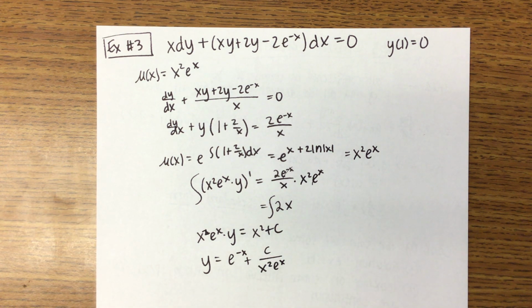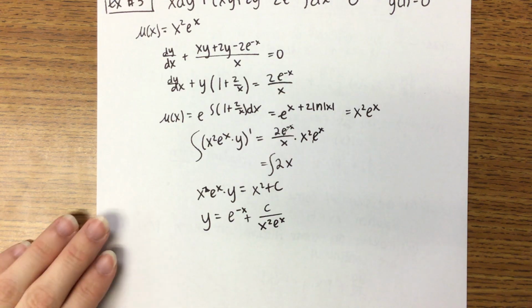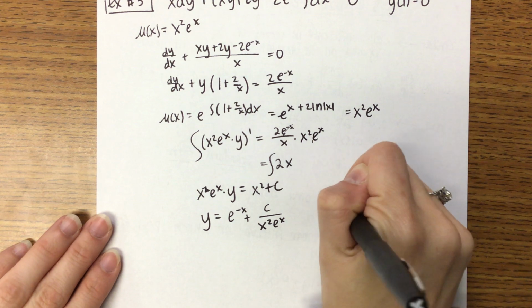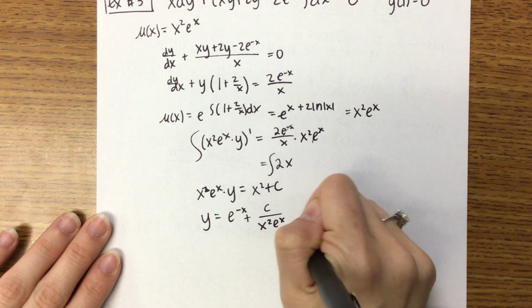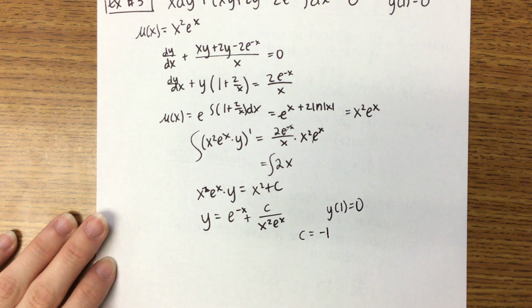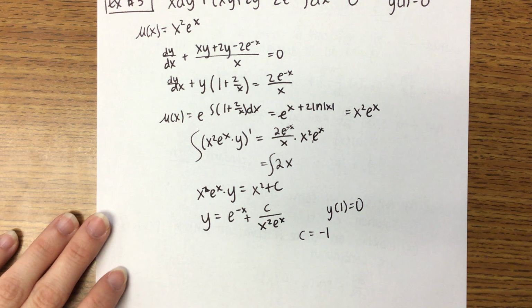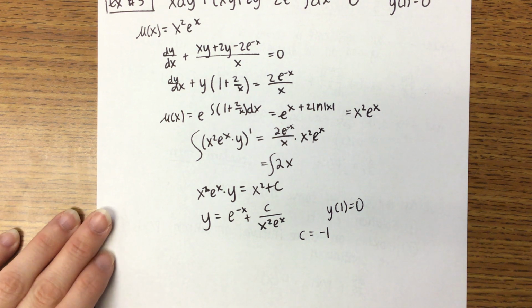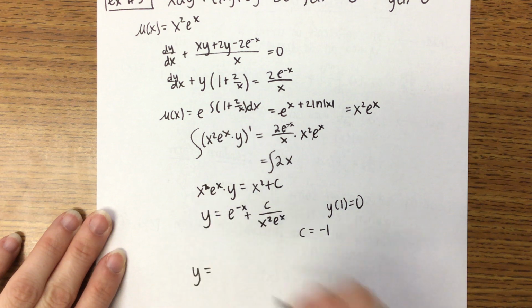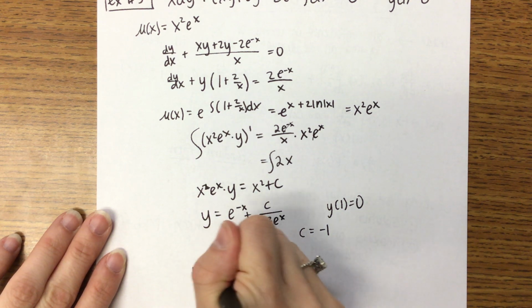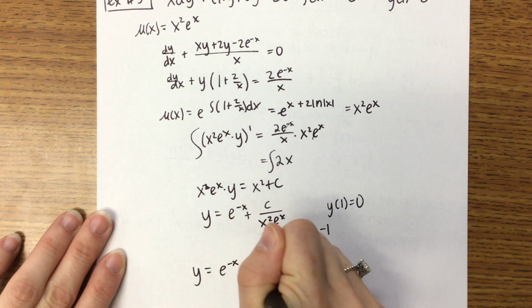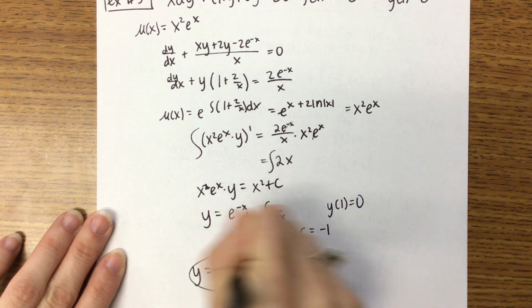How many people got that? Ooh, okay. Did I not give us enough time, or did we make a mistake somewhere? More time, okay. Initial condition, y of 1 equals 0. If you plug that in, you get c to be negative 1. I'm fairly confident you guys can find that yourselves. Is that true? Okay, so your particular solution is e to the negative x minus 1 over x squared e to the x.